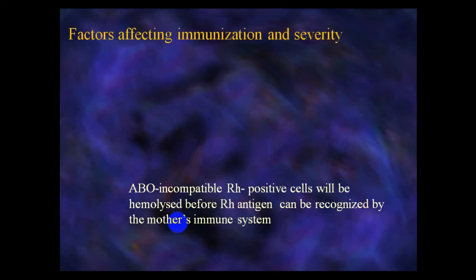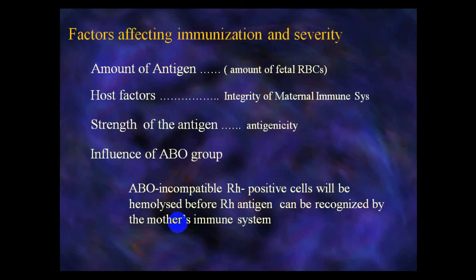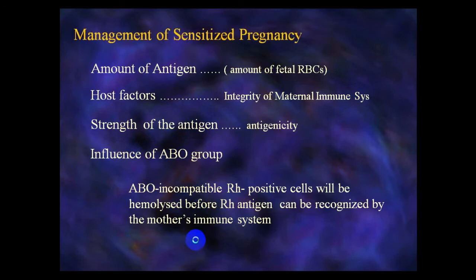Factors affecting immunization and the severity of Rh isoimmunization: amount of antigen, host factors, integrity of the maternal immune system, strength of antigen (antigenicity), and influence of ABO group. ABO incompatible Rh positive cells will be hemolyzed before the Rh antigen can be recognized by the mother's immune system.